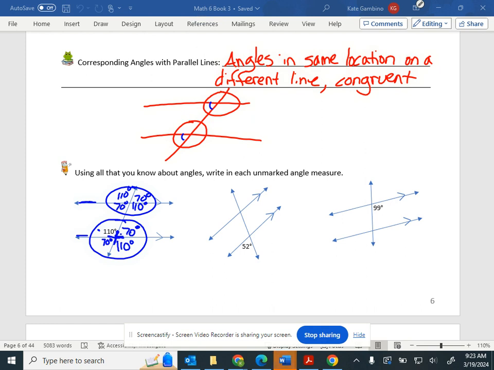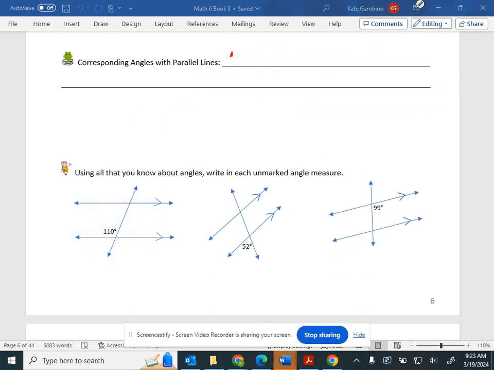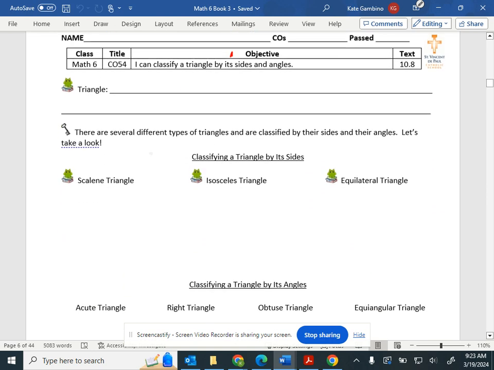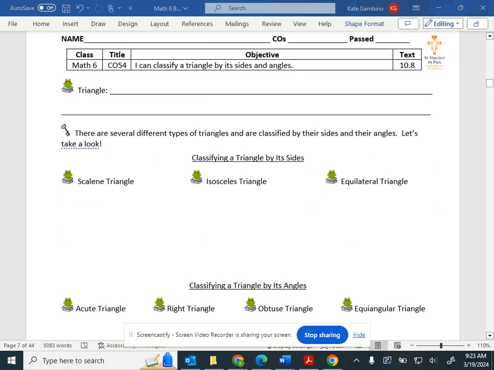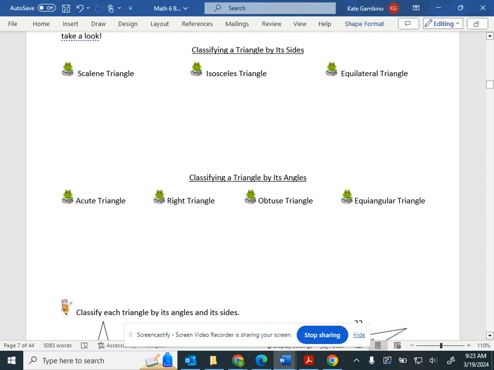All right, let's look at our next objective. CO54. Now we're talking about classifying our triangles. Remember I said you need to know the difference between the side names and the angle names. Because on the test it might be asking what is the side name for this triangle. You might know it's an acute triangle, but if it's saying side names, I need to know it's isosceles or scalene. So you need to know the difference between side names and angle names.